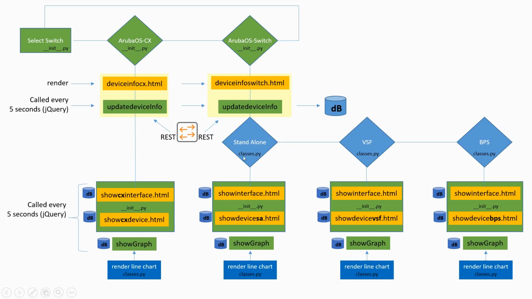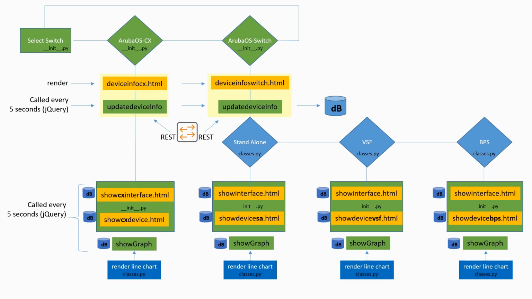You see some blue objects here as well. These are located in the classes, so you can find the code of these functions in the classes library. And then you also have the yellow boxes, and these are the HTML pages that are rendered from the init.py. So you will find the reference of these HTML files in the init.py.